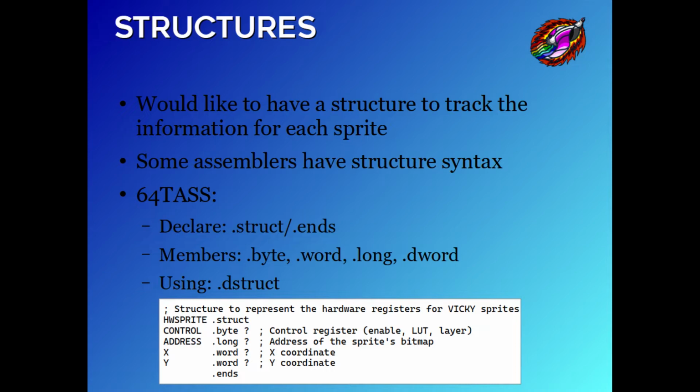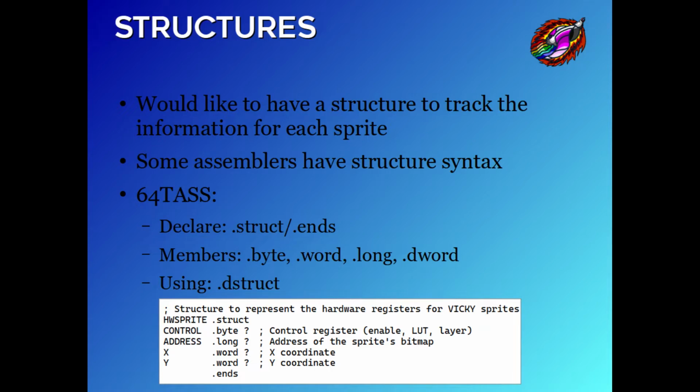So I have here just a quick little example of what a structure definition looks like in 64tass. HW_sprite .struct. This is saying I am defining a structure called HW_sprite. Inside it are four members: control, address, X and Y. Control is a single byte. Address is long, so 3 bytes, and X and Y both are words or 2 bytes each.